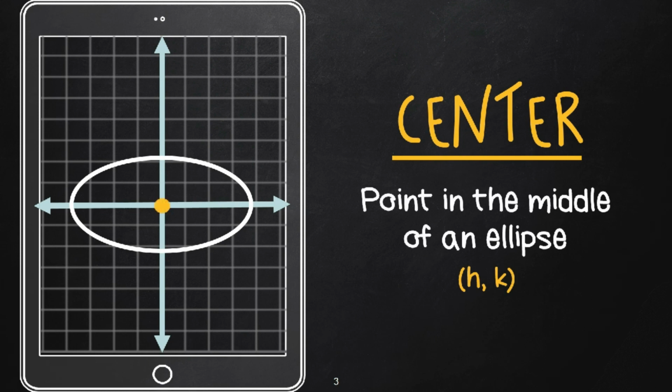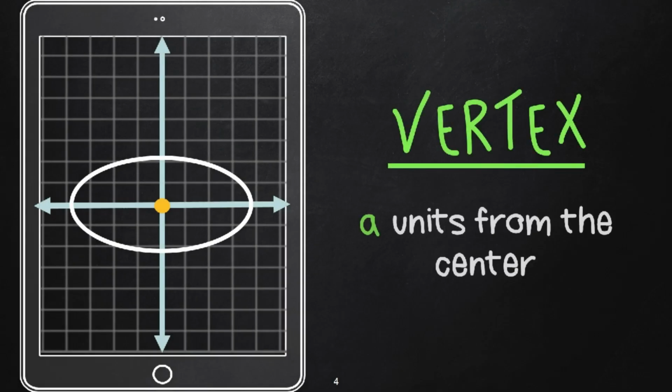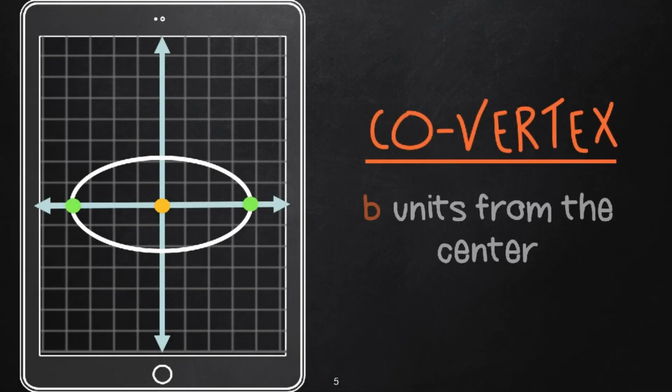First in the line is the center. The center is the point in the middle of an ellipse at h and k. So h and k are the ordinates. Next is the vertex. A vertex is a units from the center. So in a horizontal ellipse, we have two vertices. We also have two co-vertices. A co-vertex is b units from the center.